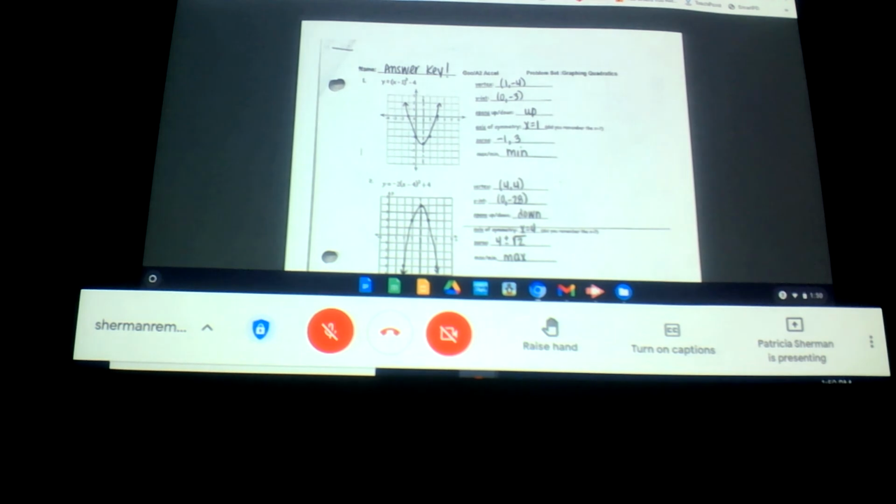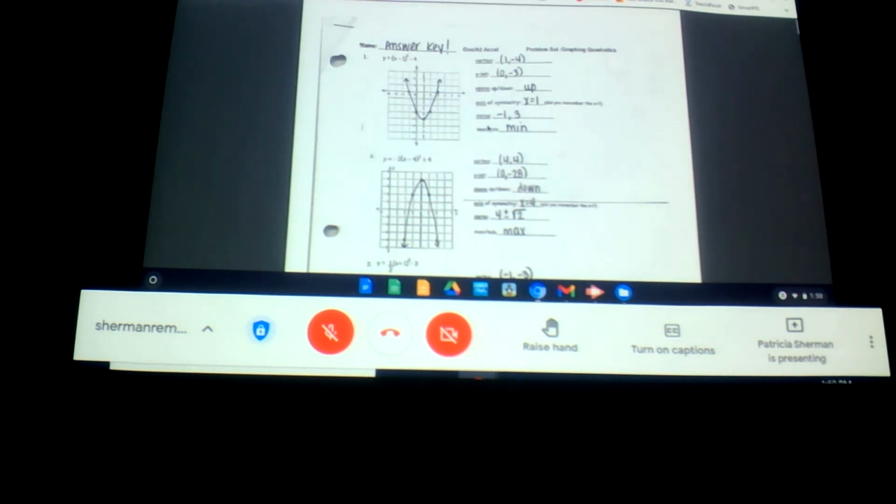So let's do a quick glance and see if there's anything major sticking out that's confusing, or anything you'd like to go over. As I'm looking at number 1, this is the one I was talking about. I like vertex because it's vertex form, so that's pretty easy. But the y-intercept there might have thrown you off a little bit.